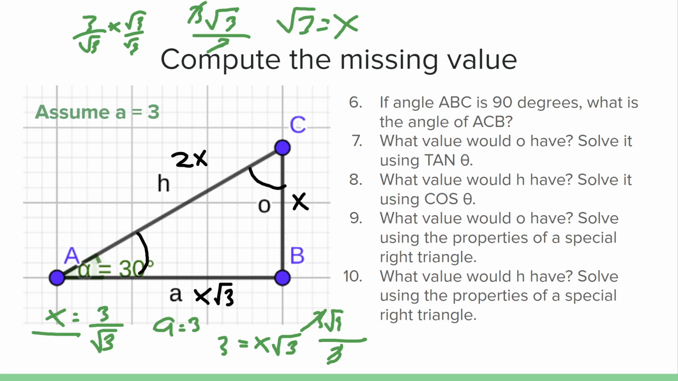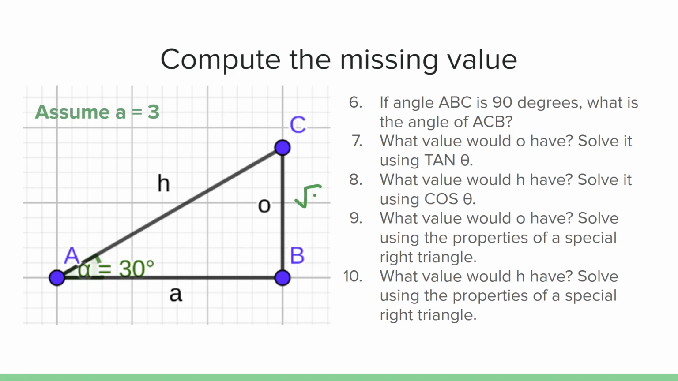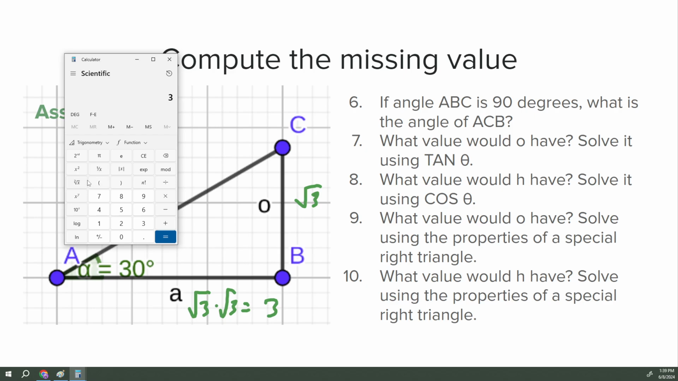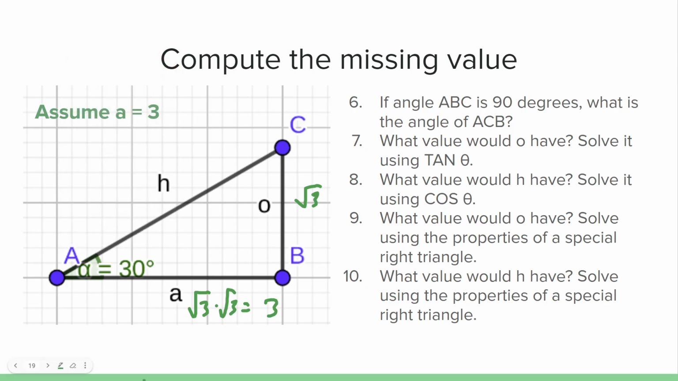Yeah, the answer is square root of 3. So if you do the math, if O is square root of 3, that is our x, this would be square root of 3 times square root of 3, which is equal to 3. So, ayun. O is equal to square root of 3, or in calculator, that will be 1.73. Okay?